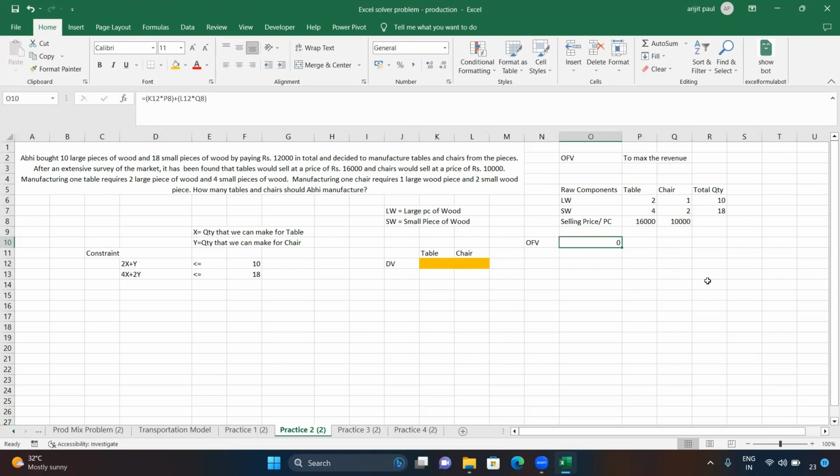And previously, he already invested 12,000 rupees, right? So that we need to reduce from the selling price, selling revenue. Okay. So this becomes our net revenue.